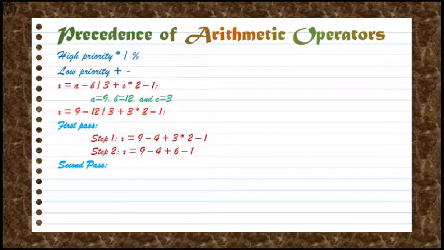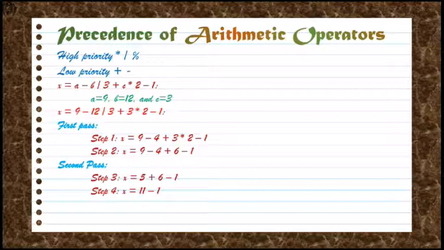So the first symbol from the left-hand side is minus. So in step 3, we subtract 9 from 4, and the statement will become 5 plus 6 minus 1. In step 4, from the left-hand side, the plus symbol comes, so just add 5 and 6. In step 4, the statement will be 11 minus 1.